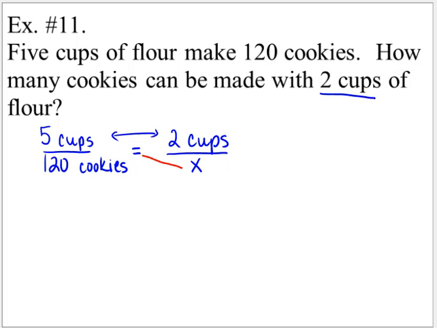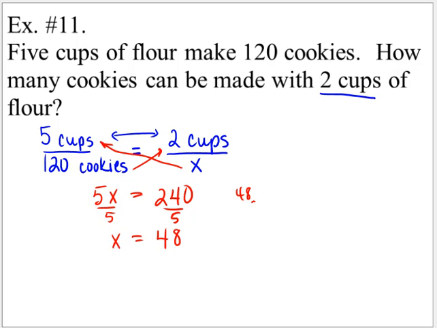So this is a proportion, so I'm going to be able to cross multiply just like we were doing on the other problems. 5x equals 240. Divide by 5 on both sides. And 5 goes in there 48 times. Let's check that to be sure. 48 times 5 is 240. So 48 is correct. I'd be able to make 48 cookies.